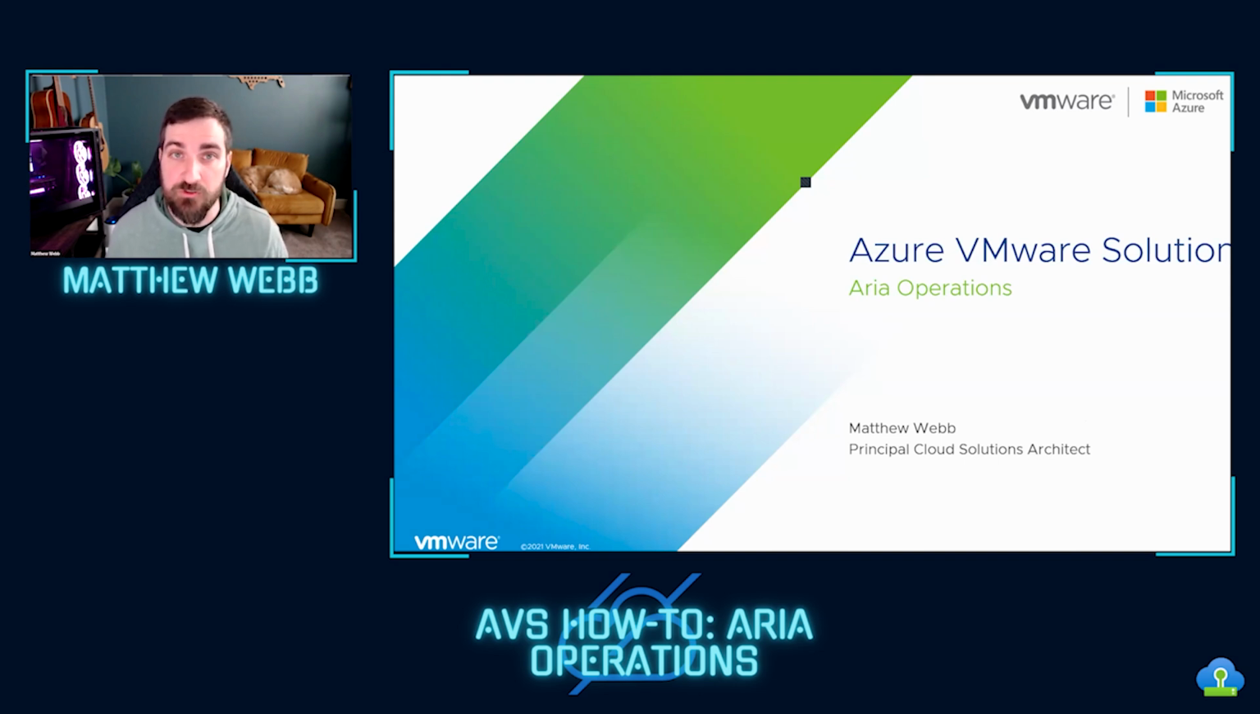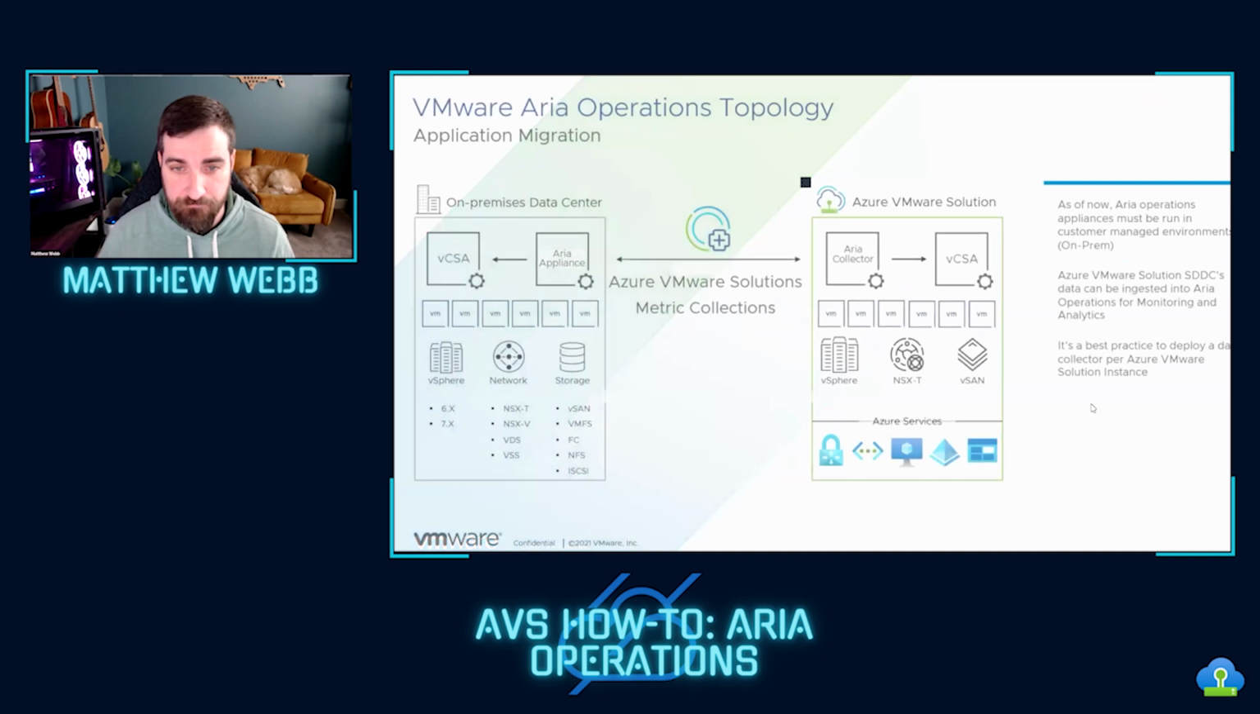A lot of customers are starting to adopt VMware Cloud Foundation as a platform for their on-prem infrastructure, and they're starting to get a lot of new tools that they may have not used in the past. One of those may be Aria Operations. So the question becomes, how can I use Aria Operations with AVS? What is Aria Operations? We're going to touch on a couple of those topics today in this how-to video and how to install it.